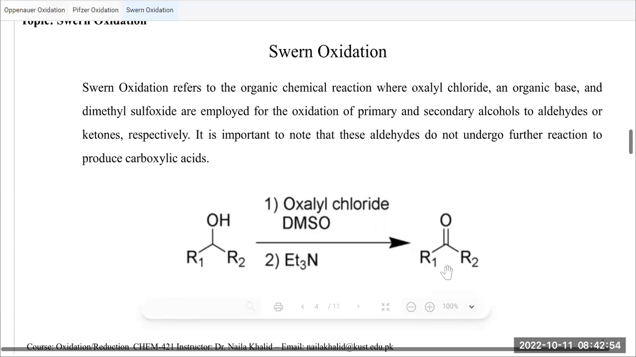You will see that this reaction is very mild and these are mild conditions. If you have a primary alcohol, you will obtain an aldehyde. No further oxidation will take place. So this is the synthetic utility of the Swern oxidation, that you can synthesize aldehyde from primary alcohol. In workup, you use triethylamine.